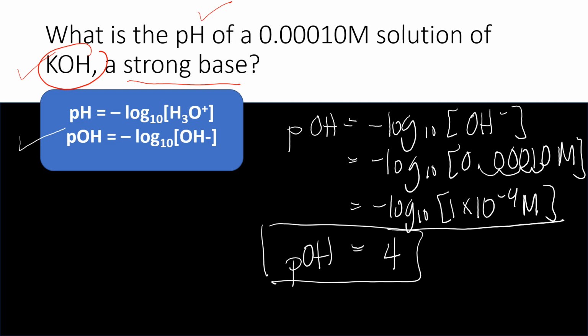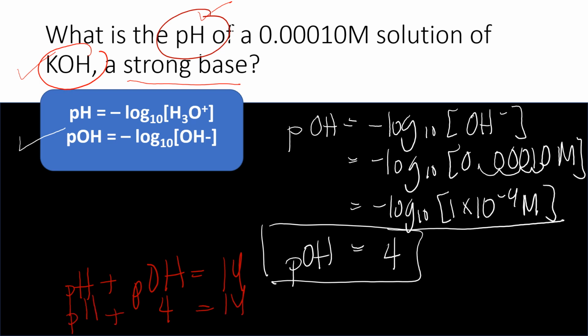But your question is asking for your pH. So for your pH, since pH plus pOH is equal to 14, we will plug your pOH here. 4 plus pH is equal to 14. Therefore, your pH would be 10. 10 plus 4 is equal to 14. So that makes it a base or basic. It's a 10.